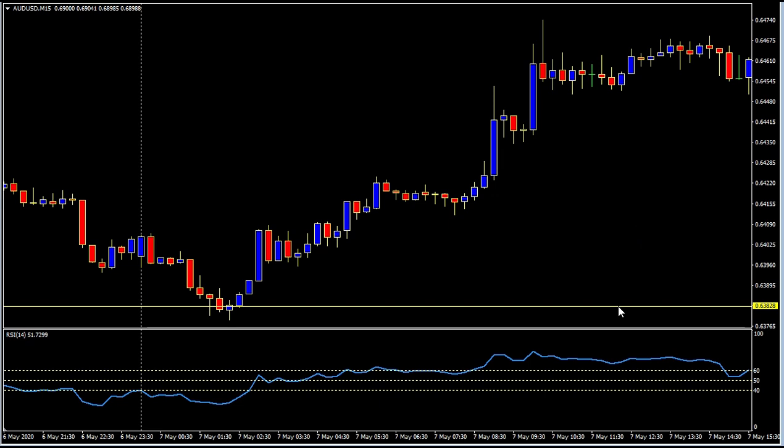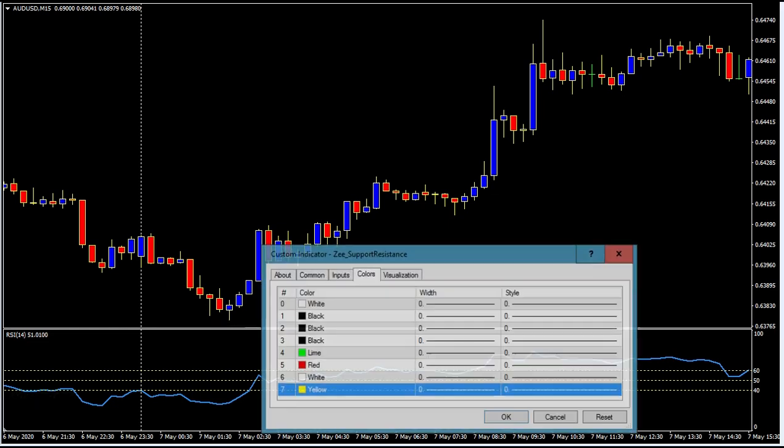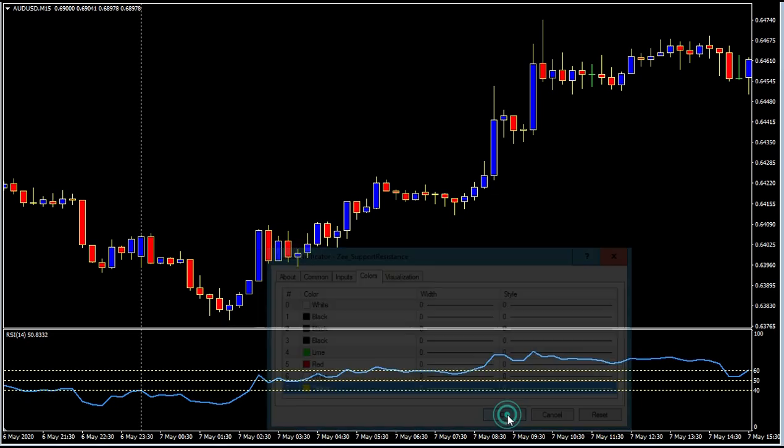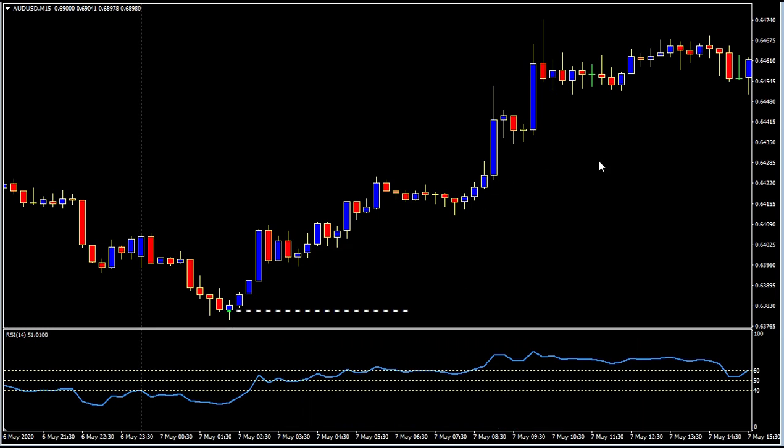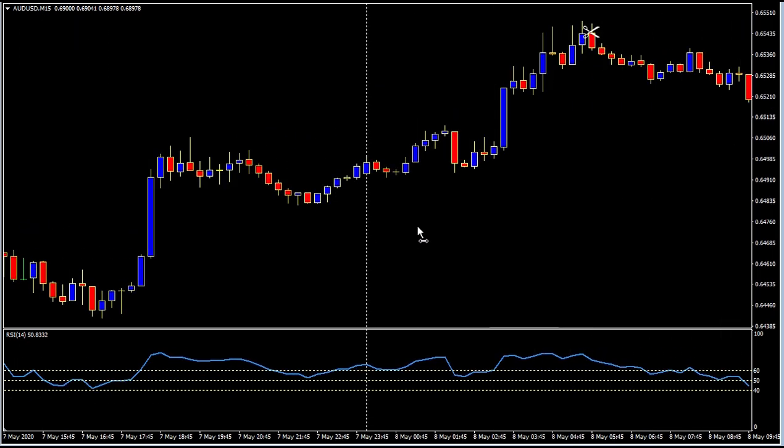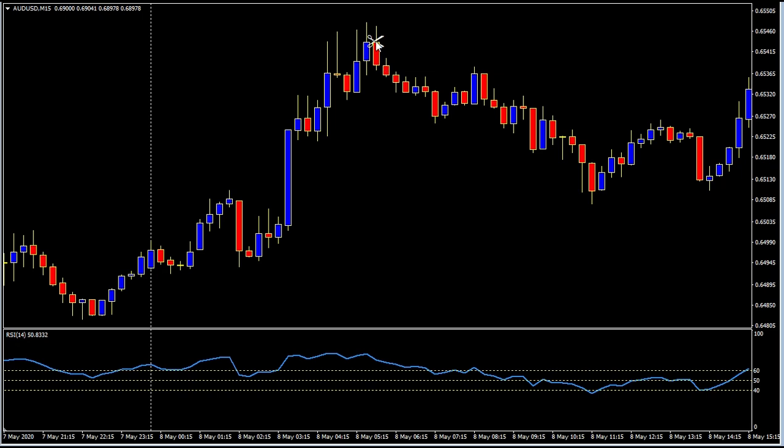Now the secondary indicator you need is, I'm going to bring out my Z support and resistance. So this is the Z support and resistance. Now the white dots are the support level, and they start with the green dot first. Green means to buy. And then we have a pair of scissors.